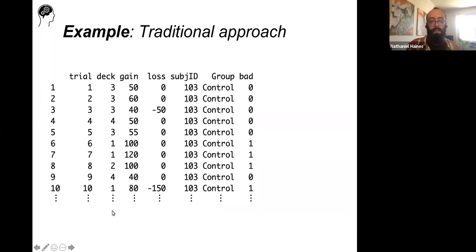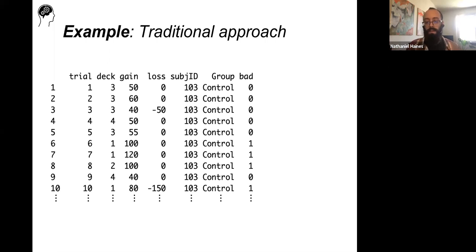To begin, I thought it would be useful to go through how we might typically analyze this type of data and then contrast that with the Bayesian approach that we'll discuss. This is just an example of data in a long format that we might collect from this task. We have various different columns, like trial number. Here we're just showing the first 10 trials for this one participant, and they're in the control group. Then we have this last column over here that indicates whether or not they selected a bad deck on this trial.